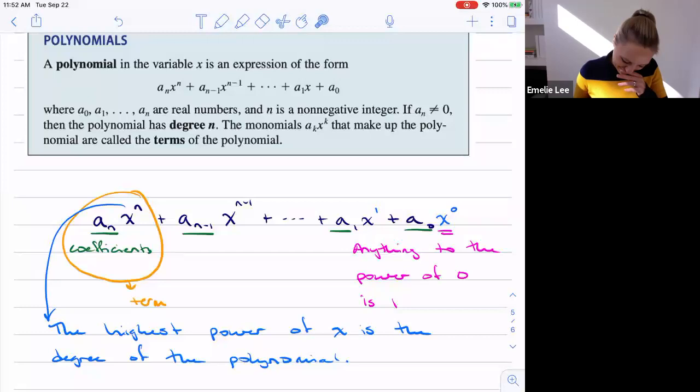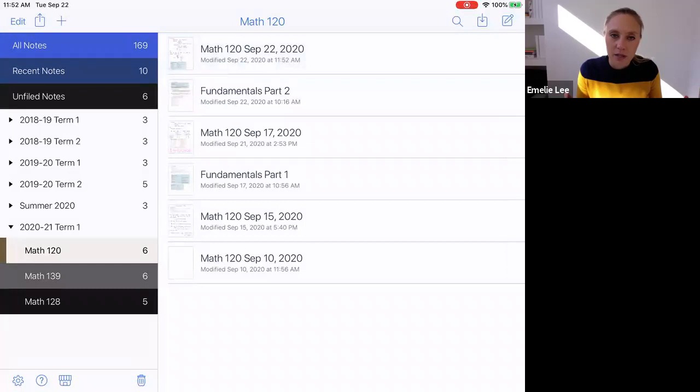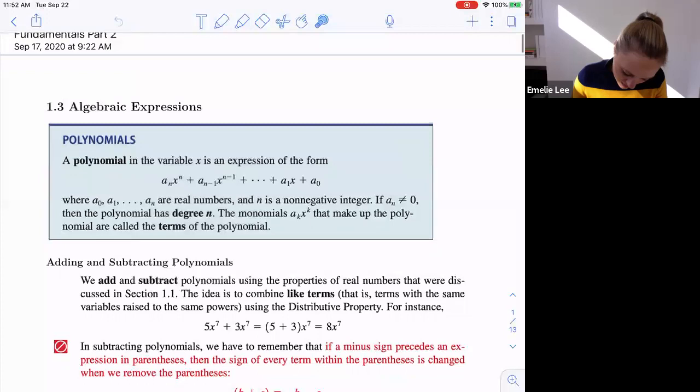Okay, so we can work with polynomials. We'll start by adding and subtracting polynomials, which really isn't that bad. And then we'll get to multiplying polynomials, which takes a little bit of patience. It's not hard, you just need to kind of buckle down and do it thoroughly. Okay.